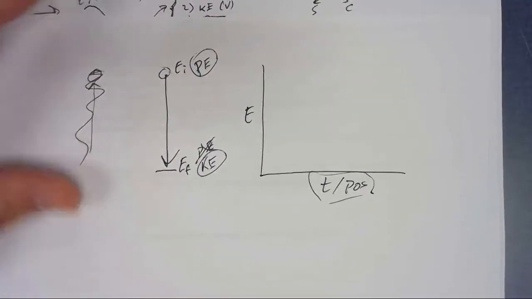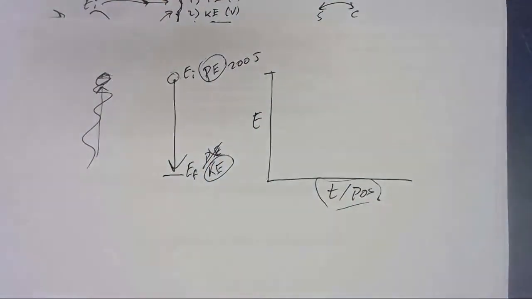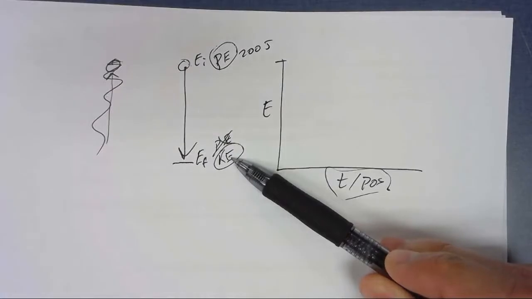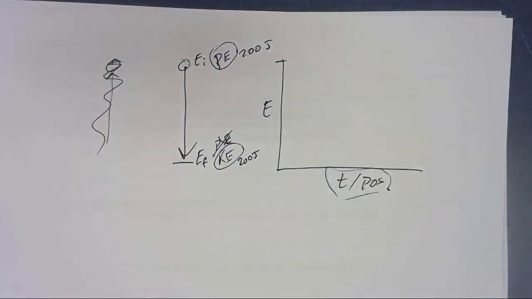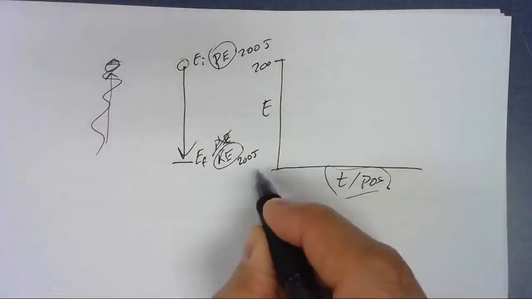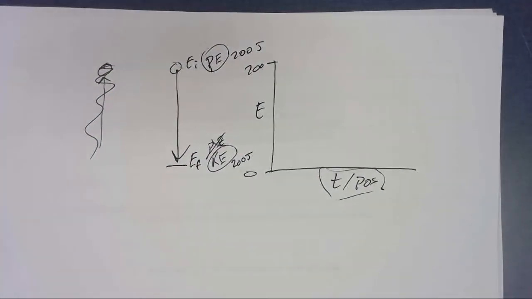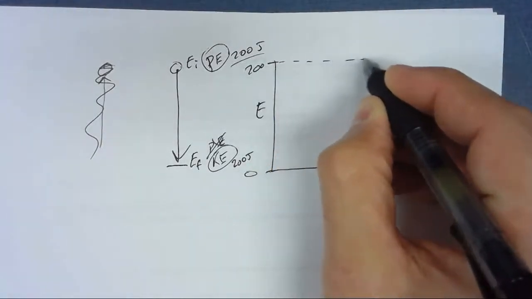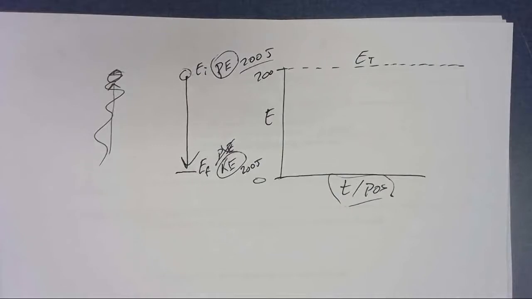Okay, so that means that at the top, let's say there was 200 joules of energy up here. Well, if the energy stays the same, all of this energy got converted to kinetic energy. That means I have to have 200 joules of kinetic energy at the bottom, which means that my total energy is 200. And let's go ahead and put 0 at the bottom because that makes sense. Total energy stays the same, and the total energy is 200 joules. So my total energy line is going to be right up here at the top, E subscript T for total energy.